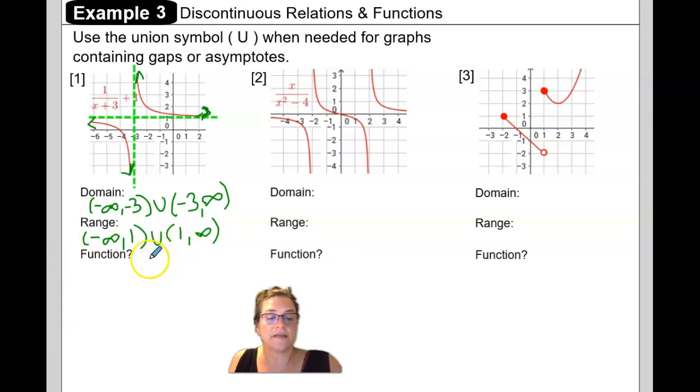Okay, and is this a function? Yes, it passes the vertical line test. So we put yes, that is a function.